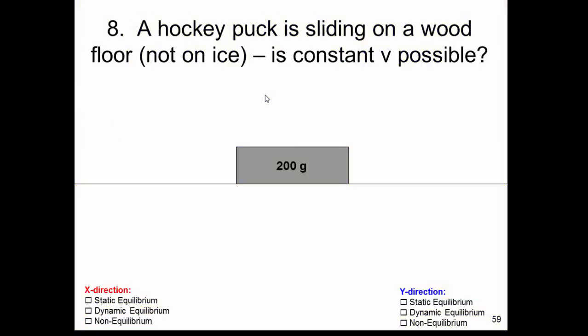Now your job is to come up with nice free body diagrams for the next several scenarios and see if you can figure out what's happening with the object. Is it accelerating? Is it in equilibrium? And try to calculate some values if possible.